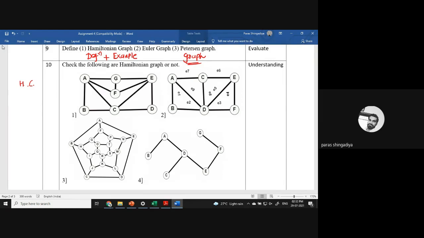What is the aim in a Hamiltonian graph? Here you have to start with any vertex and visit all the vertices exactly one time and again reach back to the starting place. That is the aim in a Hamiltonian graph. So here let's start with A. Move to B, B to C, C to D. D to E, E to F, F to G, and G to A. So it completes one circuit, and that involves all the vertices exactly one time. Therefore this graph is a Hamiltonian graph.